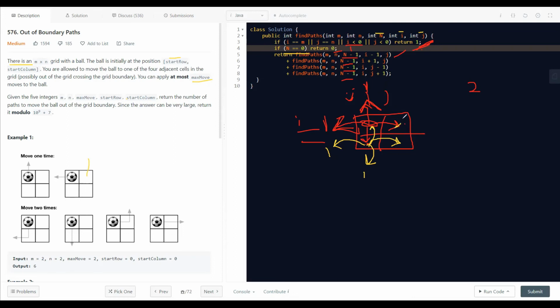For this position, we go i minus one, j. That will be the value one. Then we go i plus one, j, reach over here, and this base case will happen. After that, we go i, j minus one, which will bring us back to this position. So we are just repeating our steps.